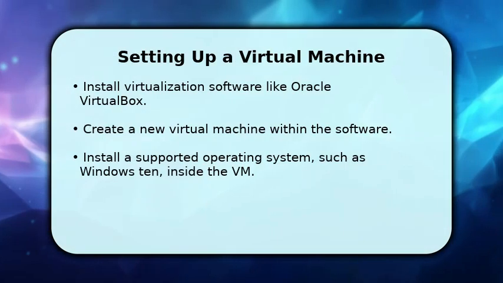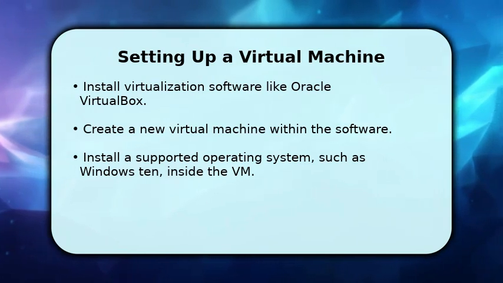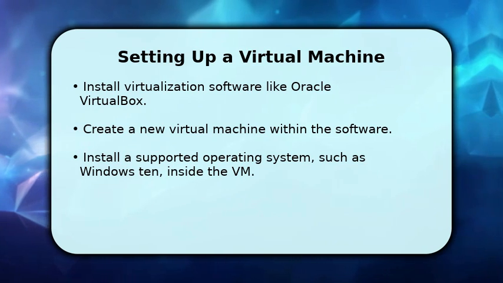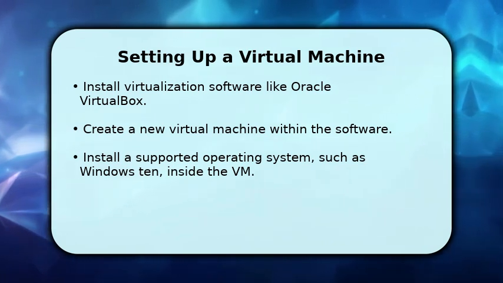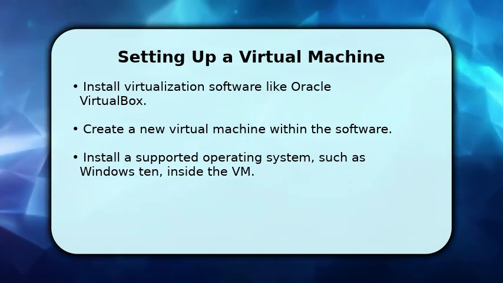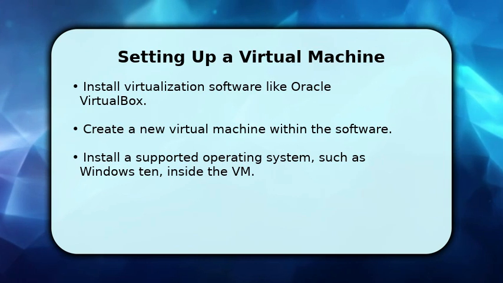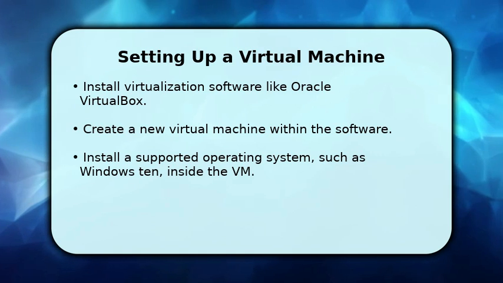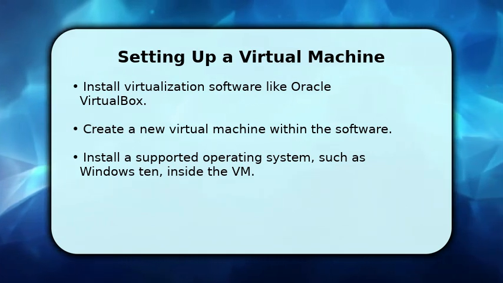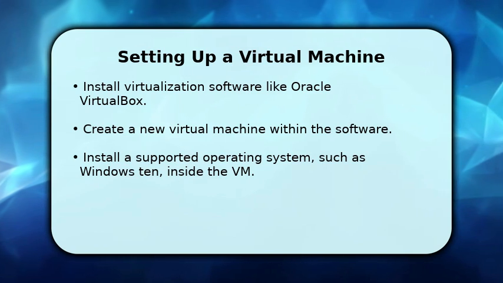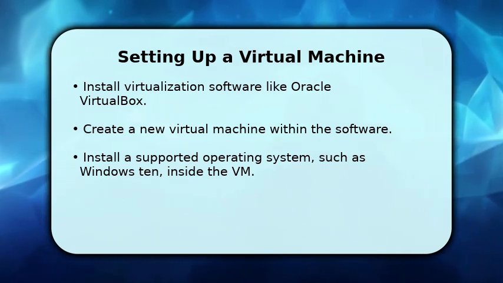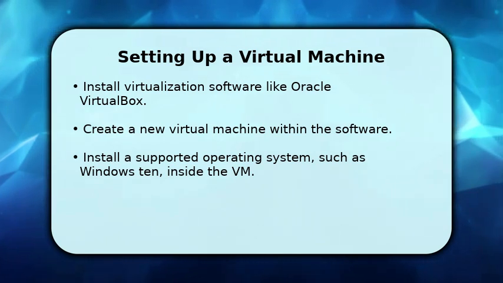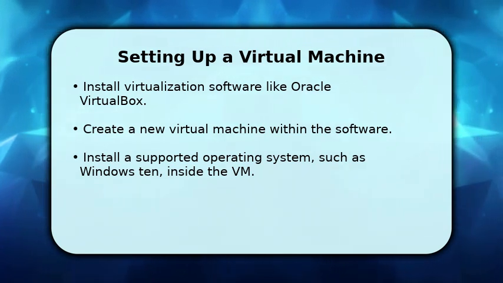To begin, you will need to install virtualization software, such as Oracle VirtualBox, on your Windows 7 machine. Once installed, create a new virtual machine. During this process, you will install a supported operating system, like Windows 10, within the virtual environment. This essentially creates a separate, modern computer inside your existing one. Make sure your physical computer has enough RAM and processing power to handle both operating systems simultaneously.